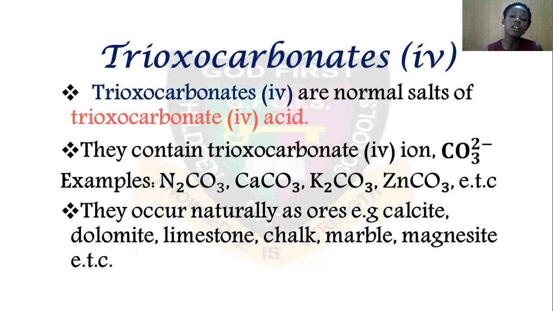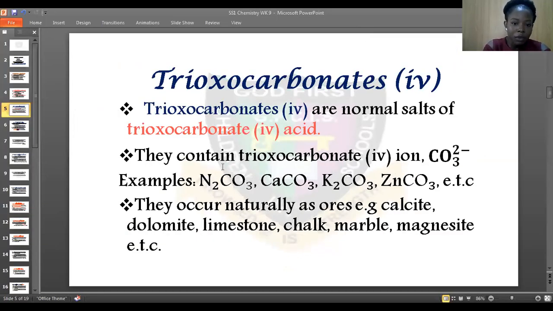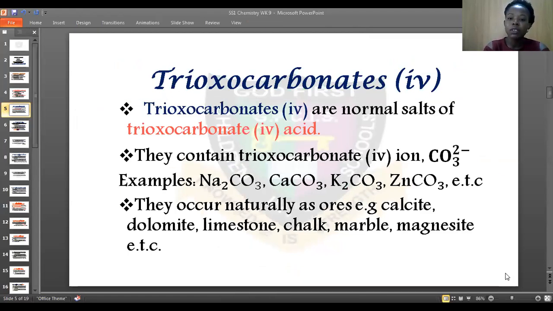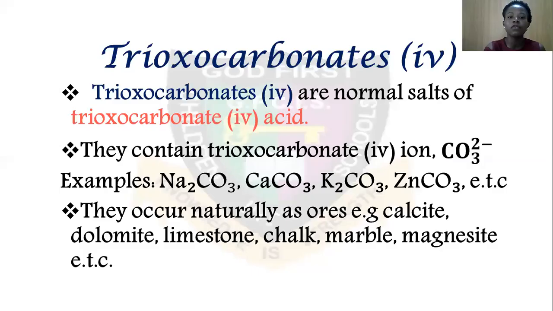So let's look at carbonate 4 themselves. Carbonate 4, they are normal salts of carbonate 4 acid. They contain the carbonate 4 ion CO3 2 minus. Examples: you have sodium carbonate 4, calcium carbonate 4, potassium carbonate 4, zinc carbonate 4, and so many other examples. They are right there in your note. So these substances that contain the ion CO3 2 minus are known as carbonate 4.